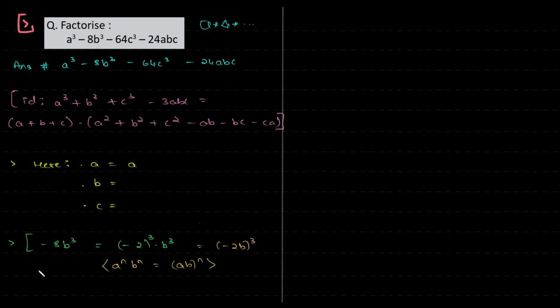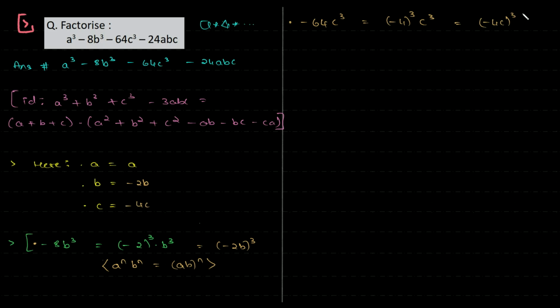Then we came to this conclusion. So your b is clearly minus 2b. Actually, we need to rewrite and then do this, but anyway, I'm directly doing it. Sequence doesn't matter, not to that extent. Your teachers will not mind. Next, 64c cube can be written as minus 4 the whole cube into c cube, same logic. So minus 4c the whole cube, and so we have this to be minus 4c.